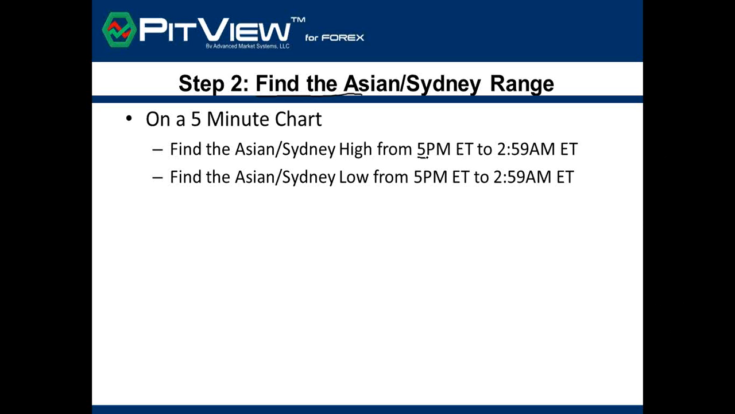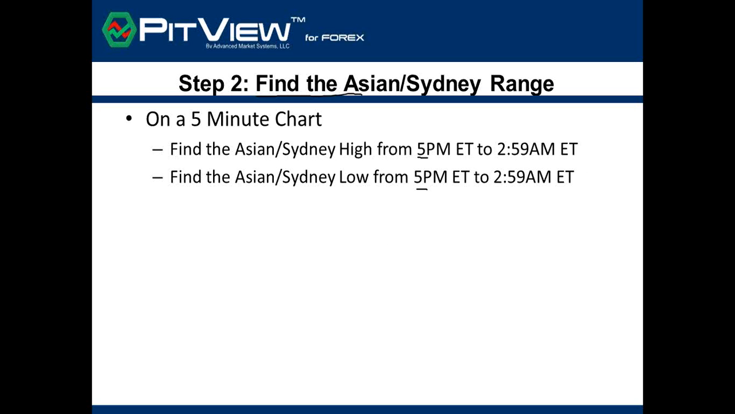5 p.m. Eastern Time is generally the opening of the Sydney session, or the Australian session, and then the Japanese session opens, depending on daylight savings, at either 7 p.m. or 8 p.m. That's the opening of basically one trading day around the world when the cycle begins. Another term for this is the Austrasian session, when you combine the Japanese and Australian sessions together.